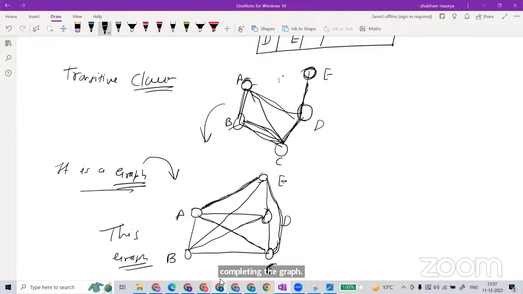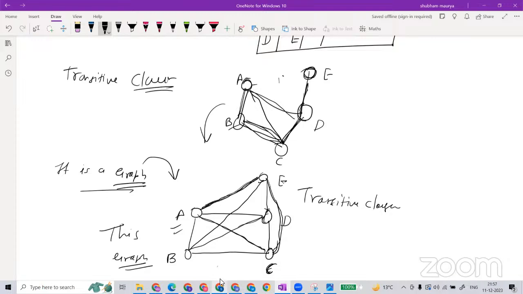So what is the transitive closure of a graph? In a graph, if there is an edge, then we will connect that. So this is a transitive closure. If there is a path between A and D, then connect directly A and D. Direct edge, yes. Okay. So this is the transitive closure of this graph.